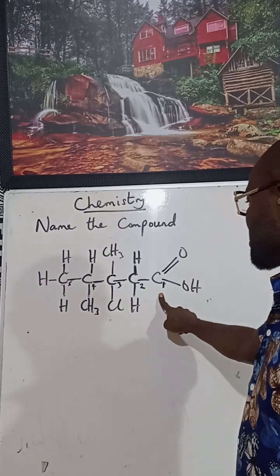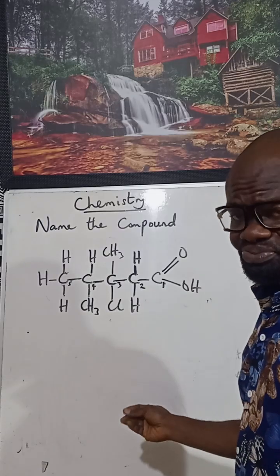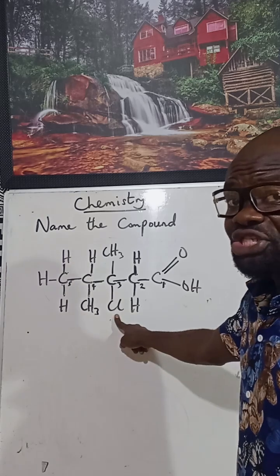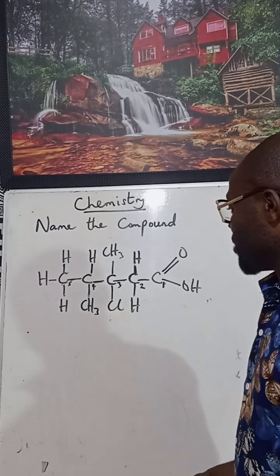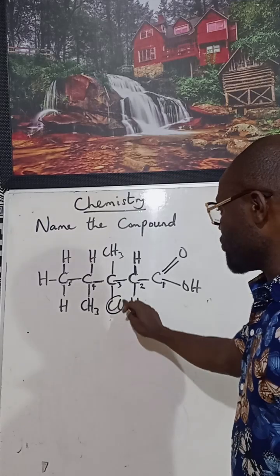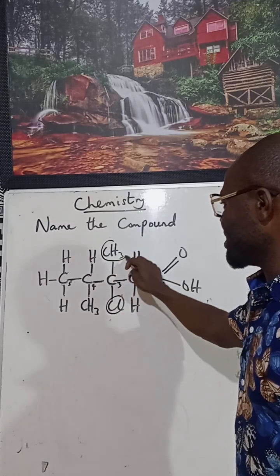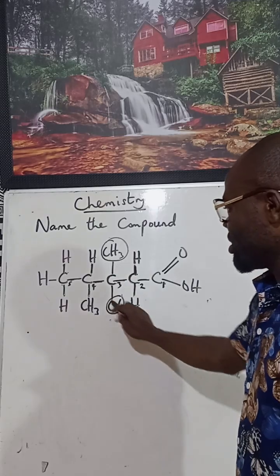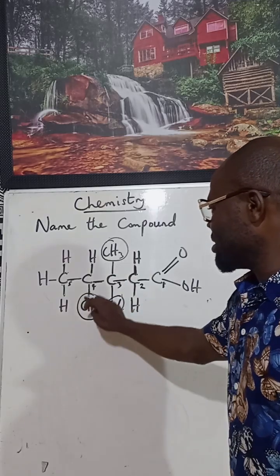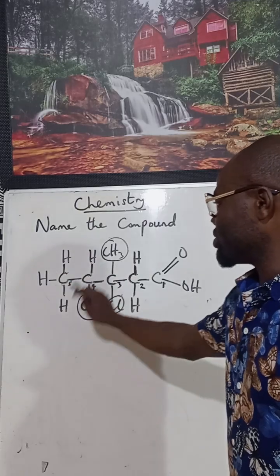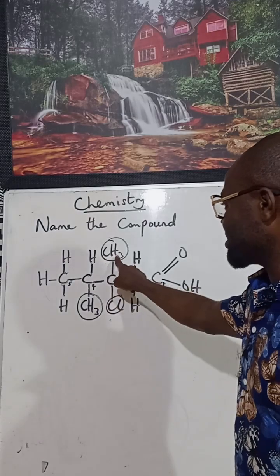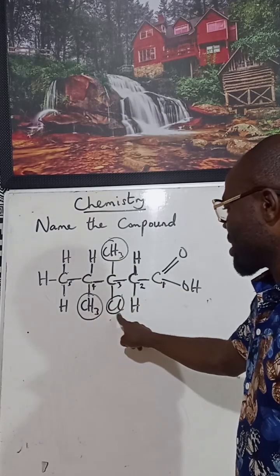So let's look at it. Where are the branches? Branches are those that are different from H. So we have chlorine, we have methyl. Don't forget this methyl, don't forget this chlorine, and this also methyl. So others are H. So the branches are the methyl and chlorine.